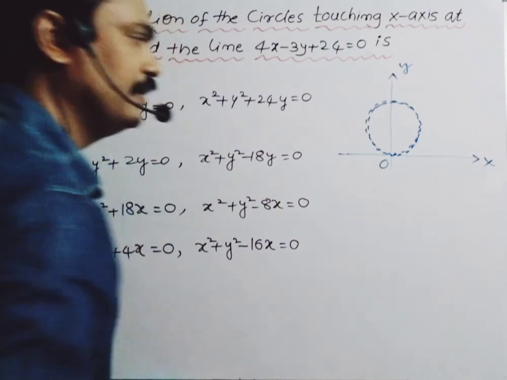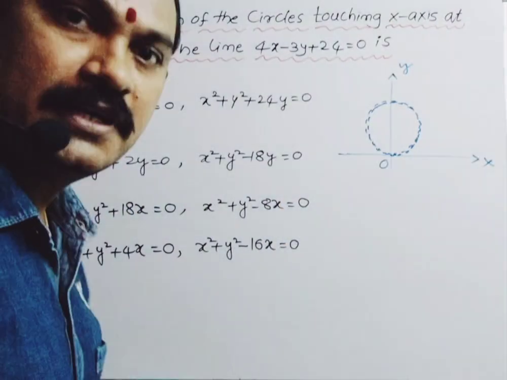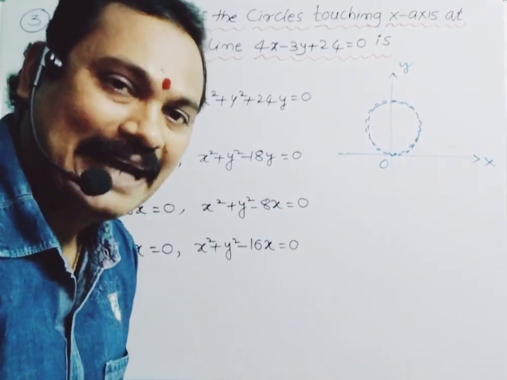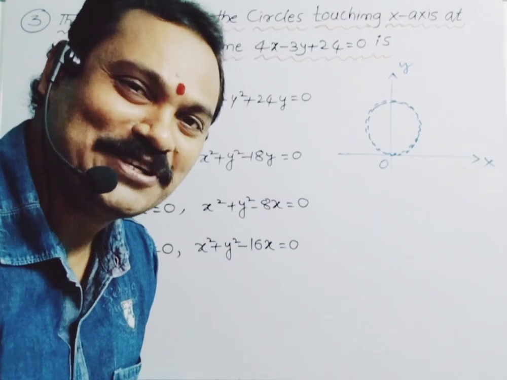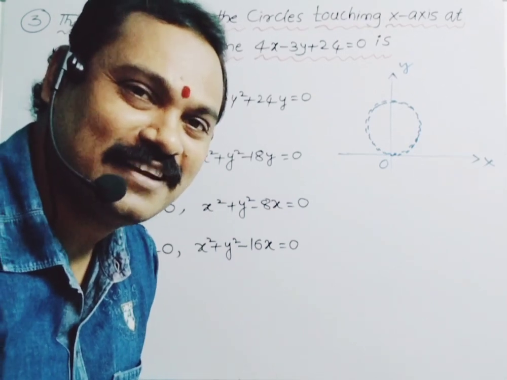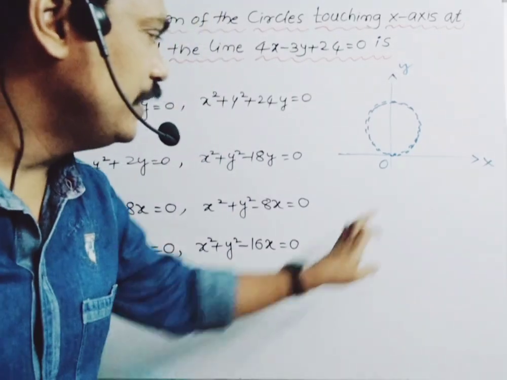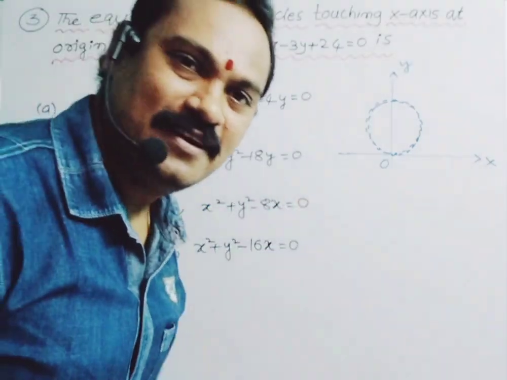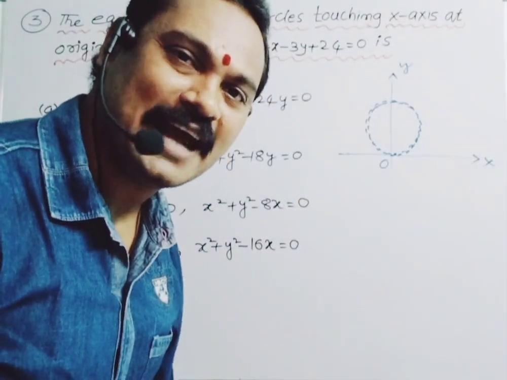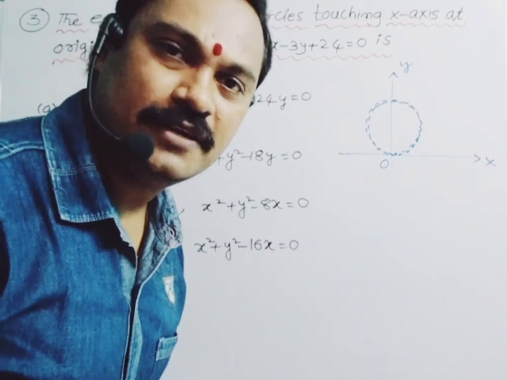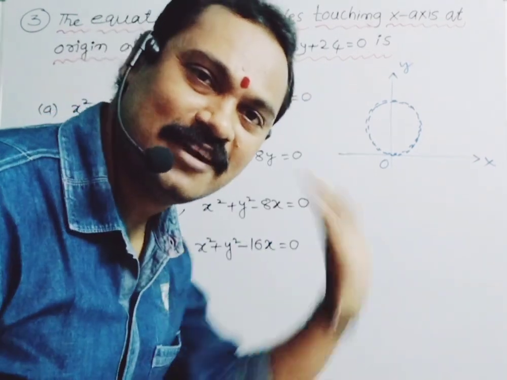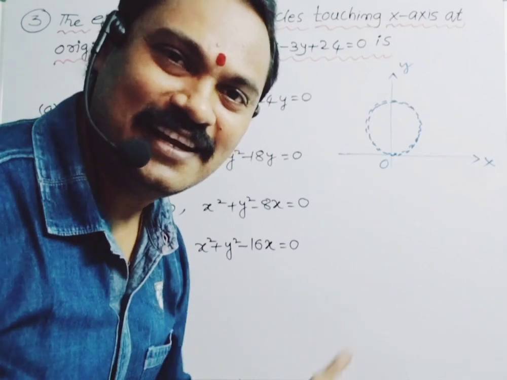Is it clear? And what is the normal of the circle at (0, 0)? At (0, 0), the x-axis is the tangent of the circle. Then automatically, at the origin, what is the normal of the circle? The y-axis is the normal of the circle. So the center lies on the y-axis.